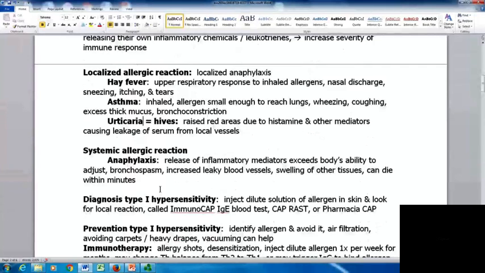With systemic allergic reactions, you have anaphylaxis, where you have the release of inflammatory mediators that will exceed the body's ability to adjust. Things you'll see with this are bronchospasm, increased leaky blood vessels, so you can actually see blood pressure dropping, swelling of other tissues. A person can die within minutes of this, so anaphylaxis is a very serious situation.